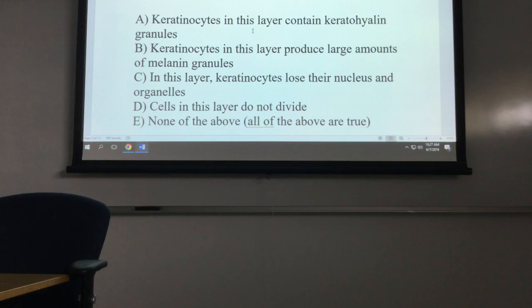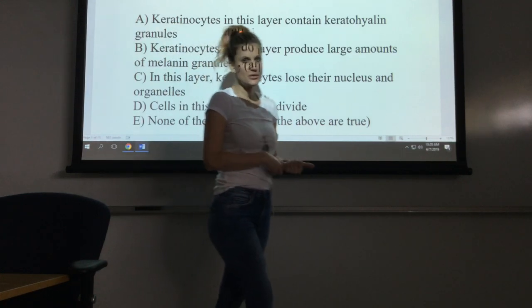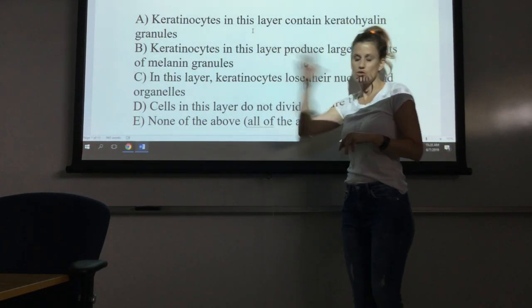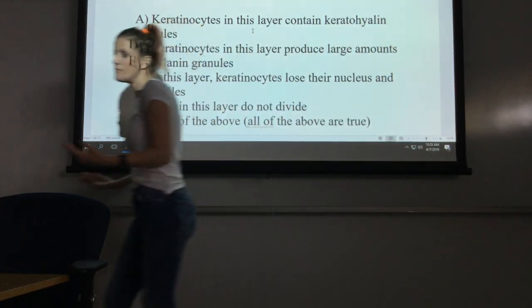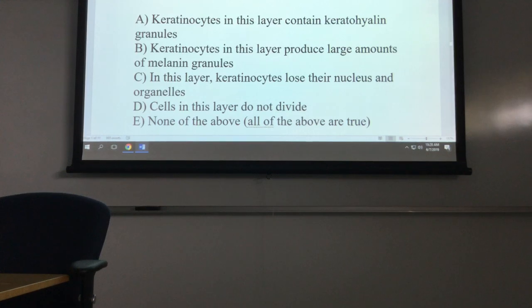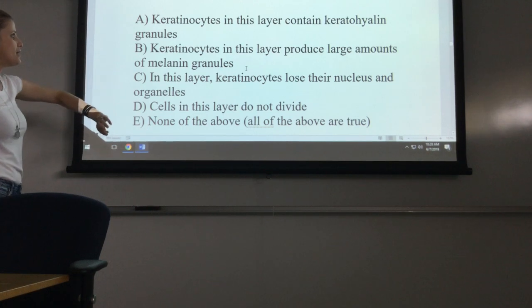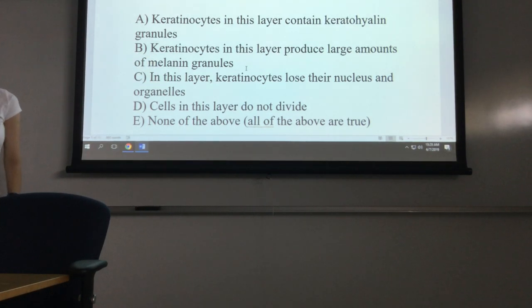Cells in this layer do not divide. That is also true. Cells divide in the stratum basale, and they continue to divide up in the stratum spinosum. Once they get to the granulosum, they are no longer dividing, right? They're dying, essentially. So cells do not divide, that's true. So the answer here, the one that's not true, is that keratinocytes in this layer make large amounts of melanin.